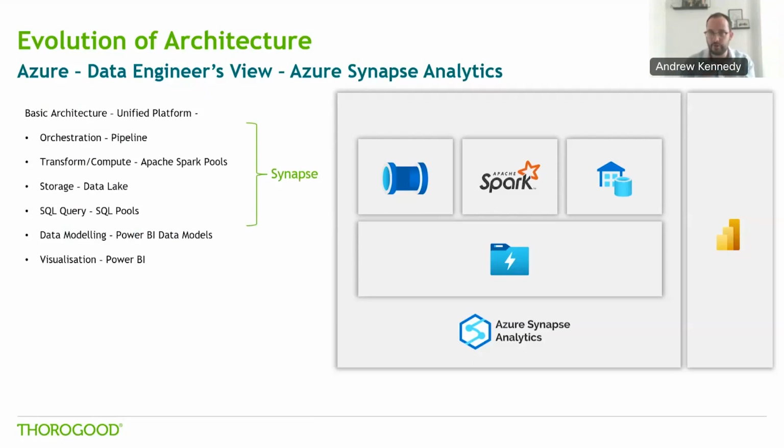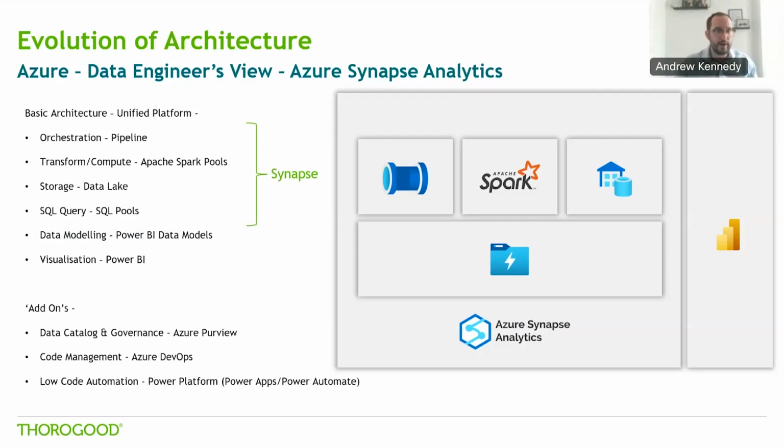So you can see those, the top four really through Synapse, but still bringing in some from outside, so data modeling and visualization through Power BI, and then combining it with some of those additional add-on tools for data governance, code management, and low-code automation, and so on. So you've still got a bit of separation in what's going on here. More than that even, there's a separation between the different tools within Synapse. So you're still very aware of all the separate components.